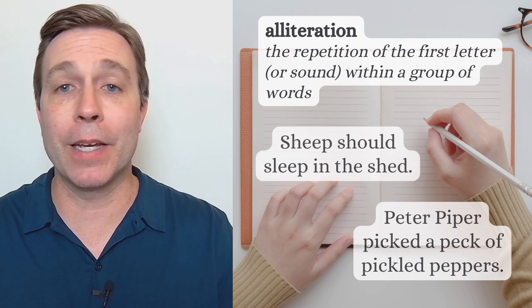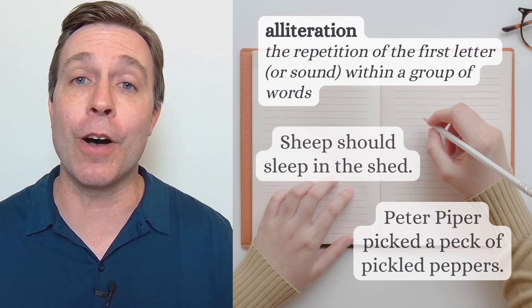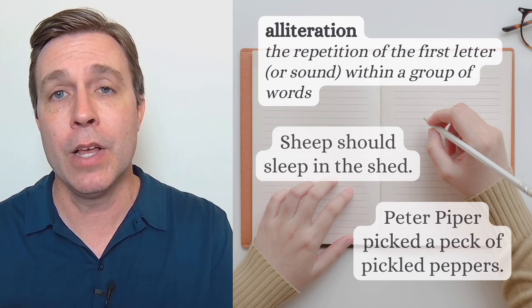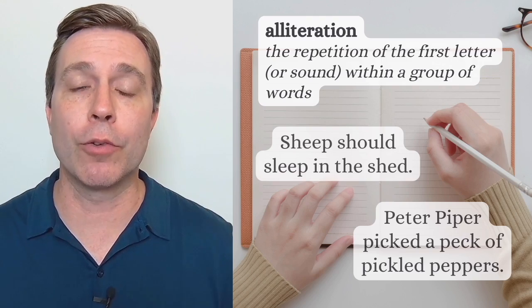Or Peter Piper picked a peck of pickled peppers. This is a tongue twister. Tongue twisters often use alliteration, which is the repetition of the first letter or sound within a group of words.